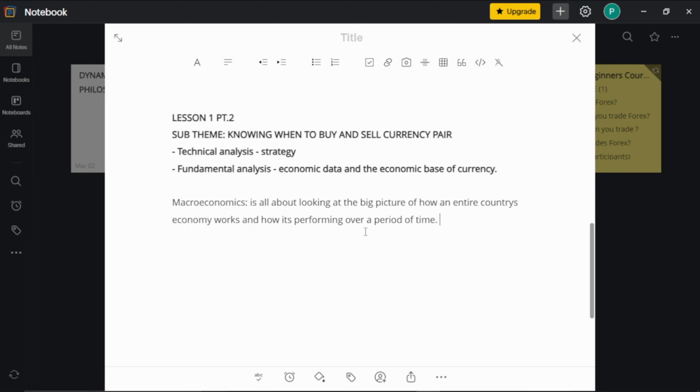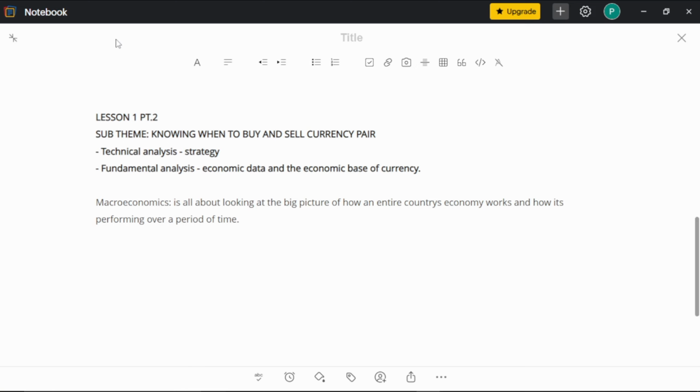Okay? That's basically what macroeconomics is. Looking at the big picture of how an entire country's economy works and how it is performing over a big period of time. So you're basically going to be looking at macroeconomic data.